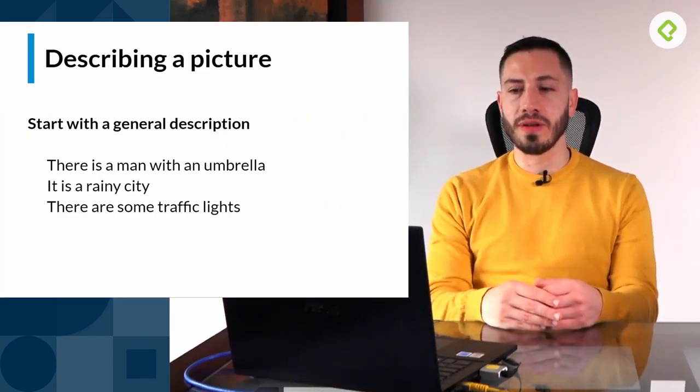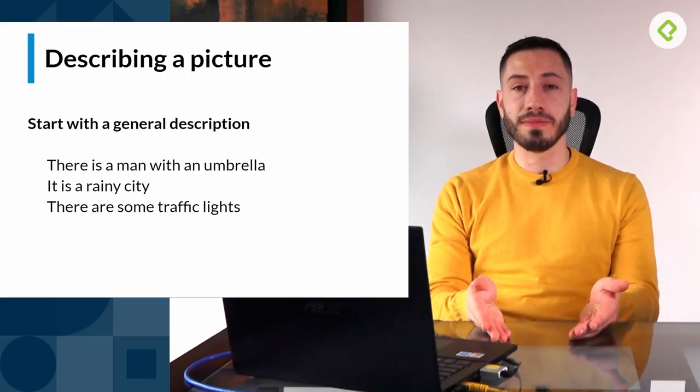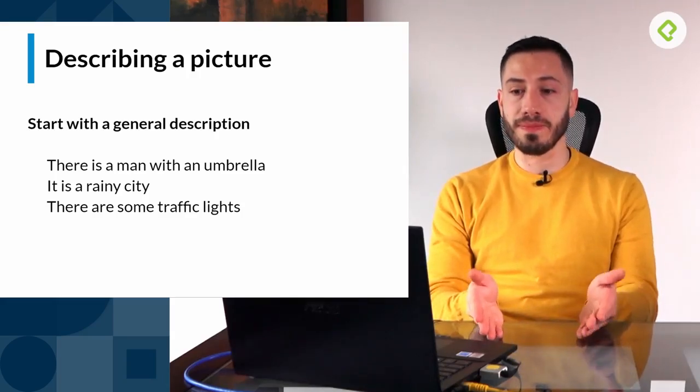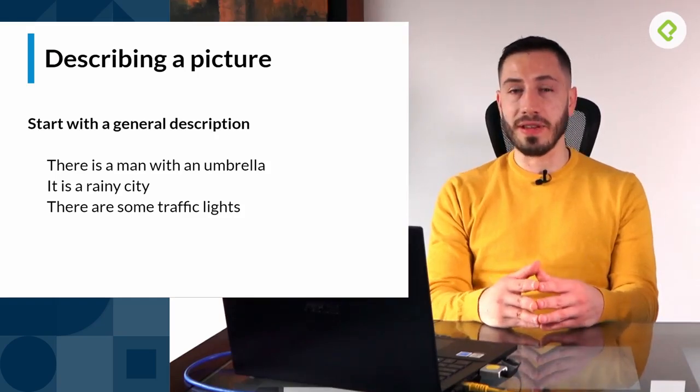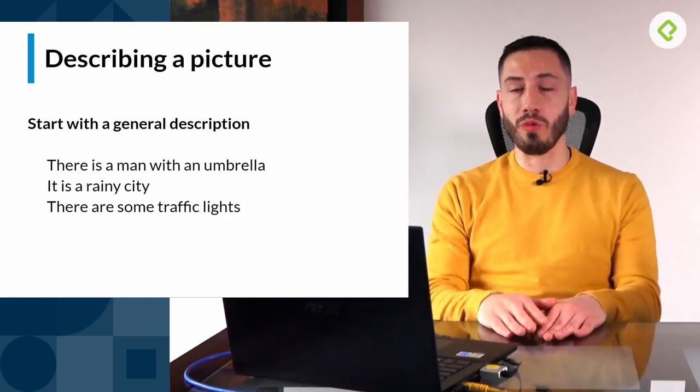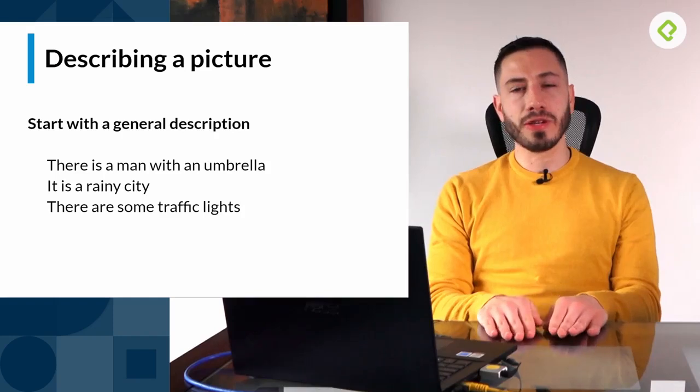General description. There is a man with an umbrella. Of course, I'm sure you saw it. It is a rainy city, evidently from the umbrella and from what we can see on the floor. And there are some traffic lights.